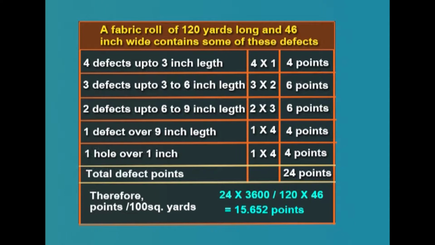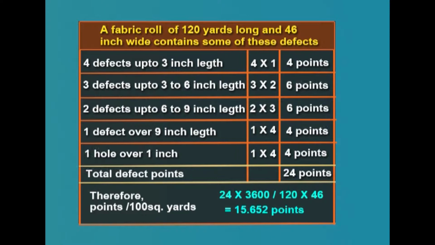And 3 defects from 3 to 6 inches in length are there. So, 3 into 2, a total of 6 points. Again, 2 defects from 6 inches to 9 inches, so it is 2 into 3, which again gives 6 points. And 1 defect over 9 inches in length is 1 into 4, so 4 points. Then 1 hole over 1 inch is 1 into 4, which is 4 points. Totally, the defective points are around 24.